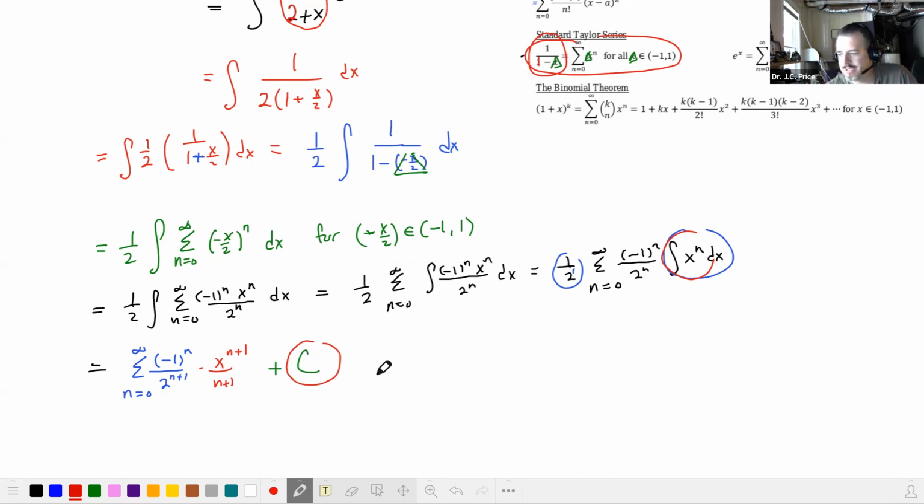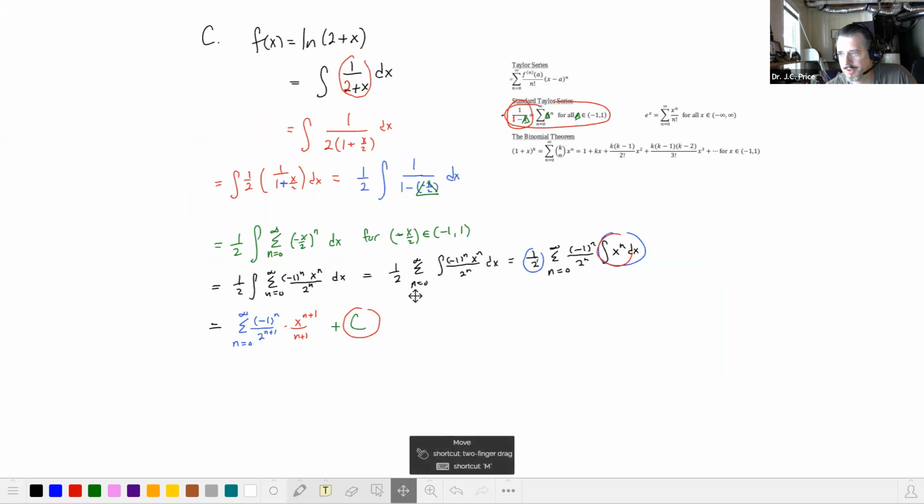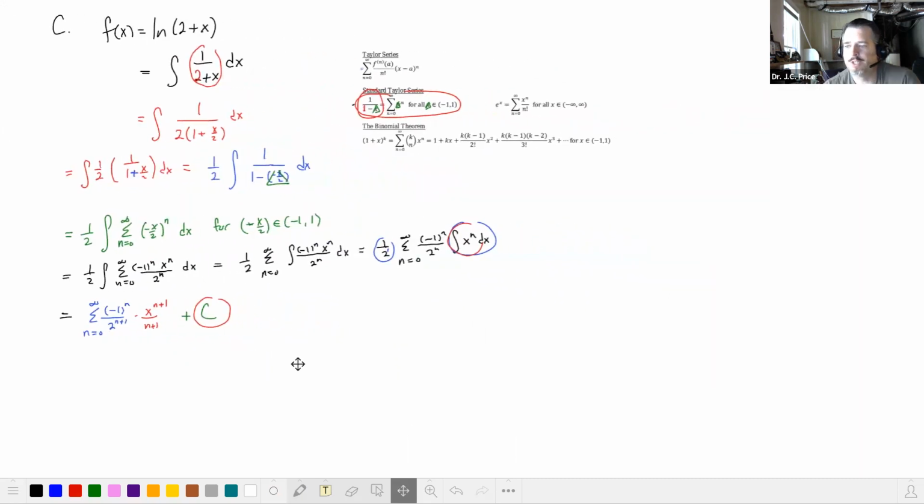All right, so to figure out c, let me zoom out a little bit. So you kind of pull it up on the screen here. To figure out c, we know the actual function. The actual function is ln of 2 plus x. So we know that f of 0 is equal to ln of 2. You just plug it in up here.